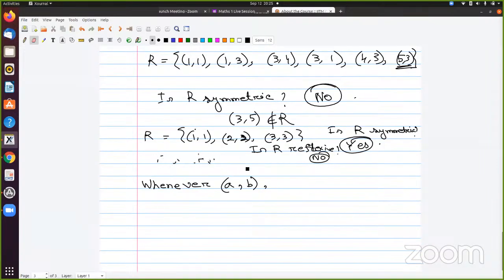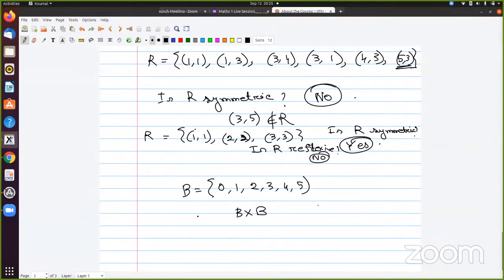Let me write what you are saying. You can work with me. So my A, let me call it B: 0, 1, 2, 3, 4, 5. Now you have B cross B. R will be a subset of this. What is your R? Can you tell me? 0, comma 0. 1, comma 1. 2, comma 2. Then will this be symmetric or not?